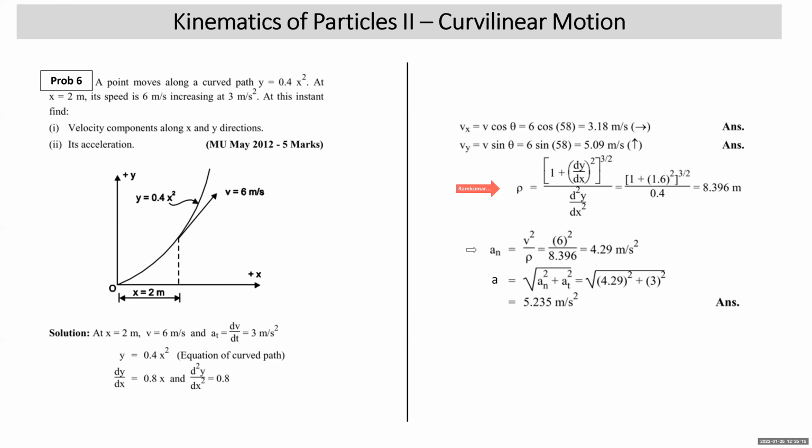Now normal acceleration is v square upon rho. Substitute the value of v, substitute the value of rho, you get normal acceleration. Then total acceleration can be easily worked out because at is given as 3, and an you have worked out as 4.29. So total acceleration is square root of an square plus at square. An value and at are substituted, you get the total acceleration.